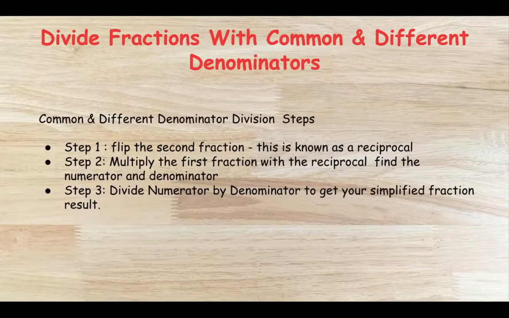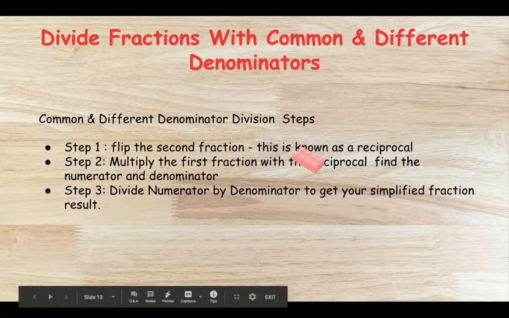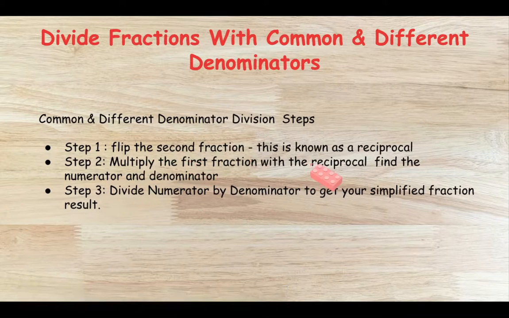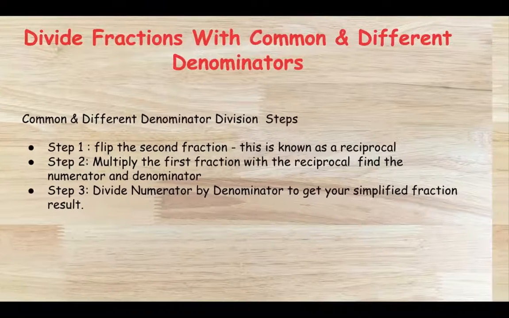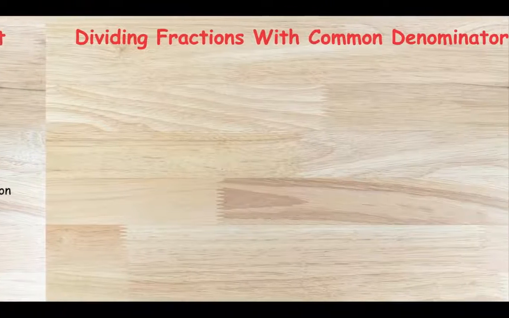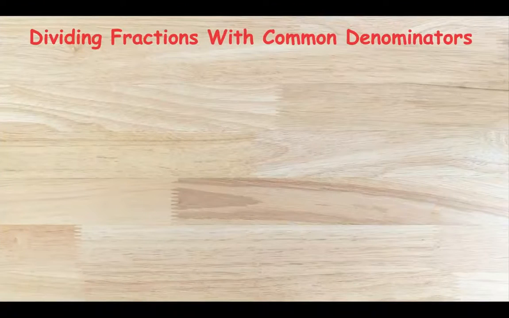Divide fractions with common denominators and different denominators. You flip the second fraction, which is known as a reciprocal, multiply the first fraction with the flipped fraction, and find the numerator and denominator. Then divide the numerator by the denominator and get your simplified fraction result. So let us see dividing fractions with common denominators using Lego.